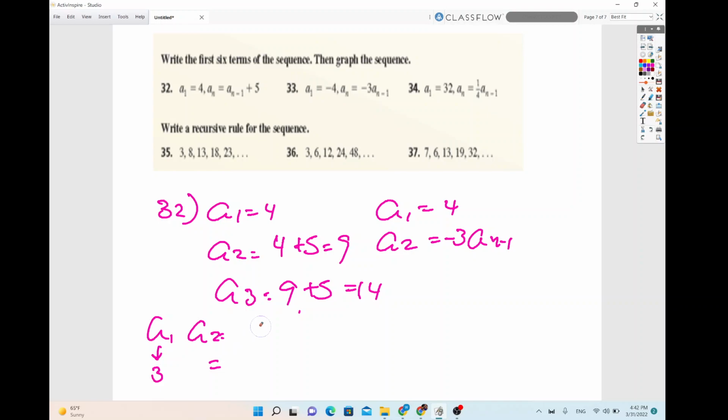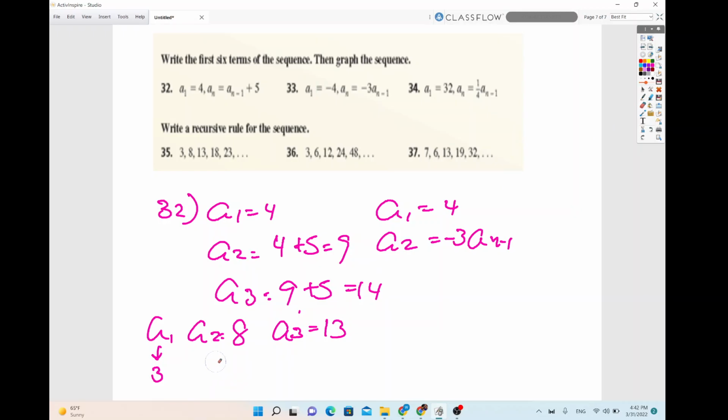Okay, let's just start this one over. So a sub 1, we got 3 here. A sub 2, that's 8. And then a sub 3, which is 13. So to go from 3 to 8, we add 5. 8 to 13, we add 5.